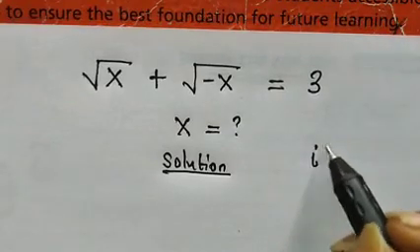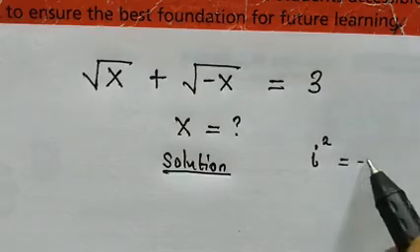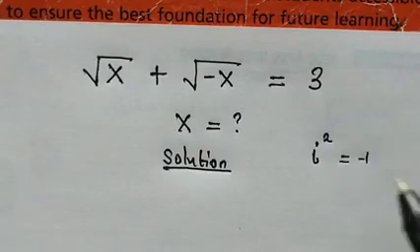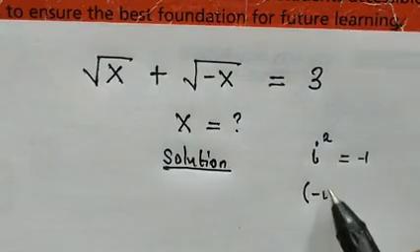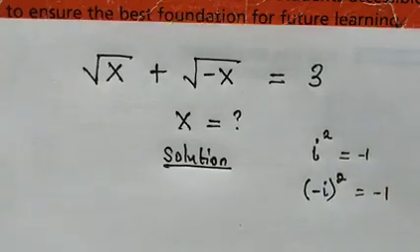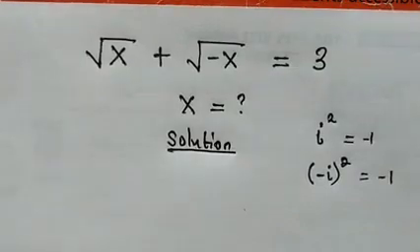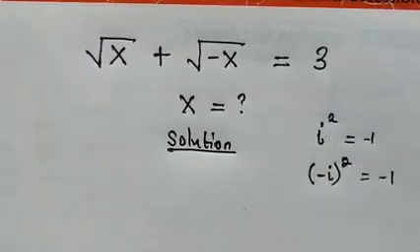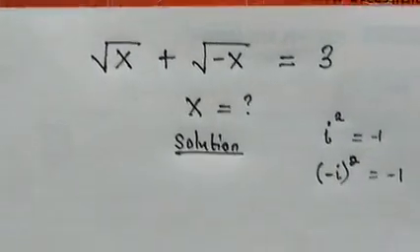We know that i squared is equal to -1, right? Also, -i squared is equal to -1, right? So actually this -1 here, we can write it in this form. So here is how we're going to do that.